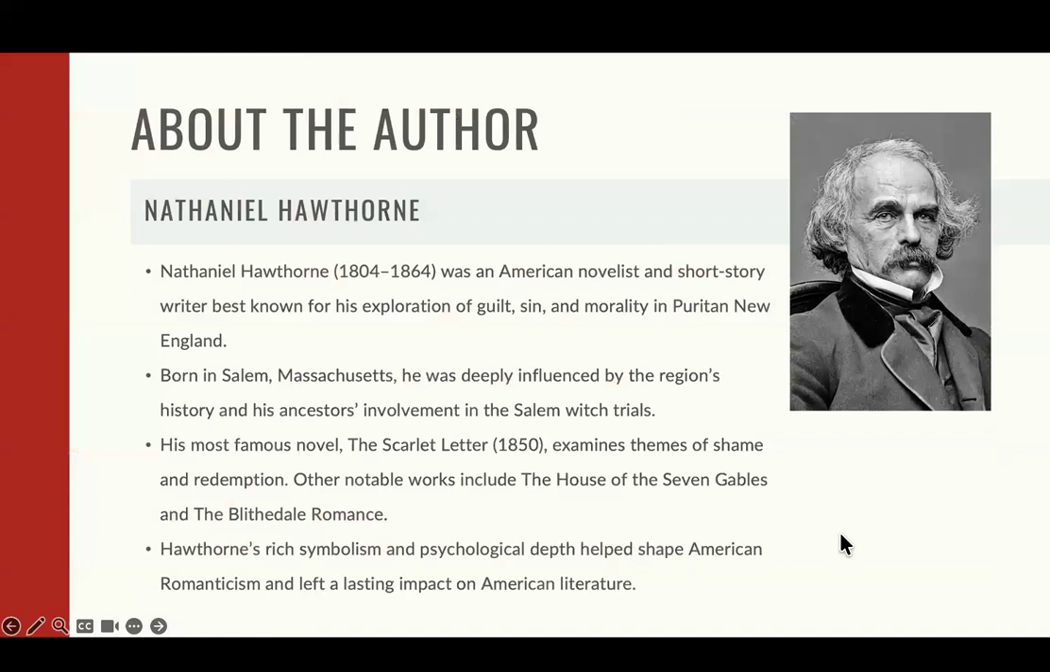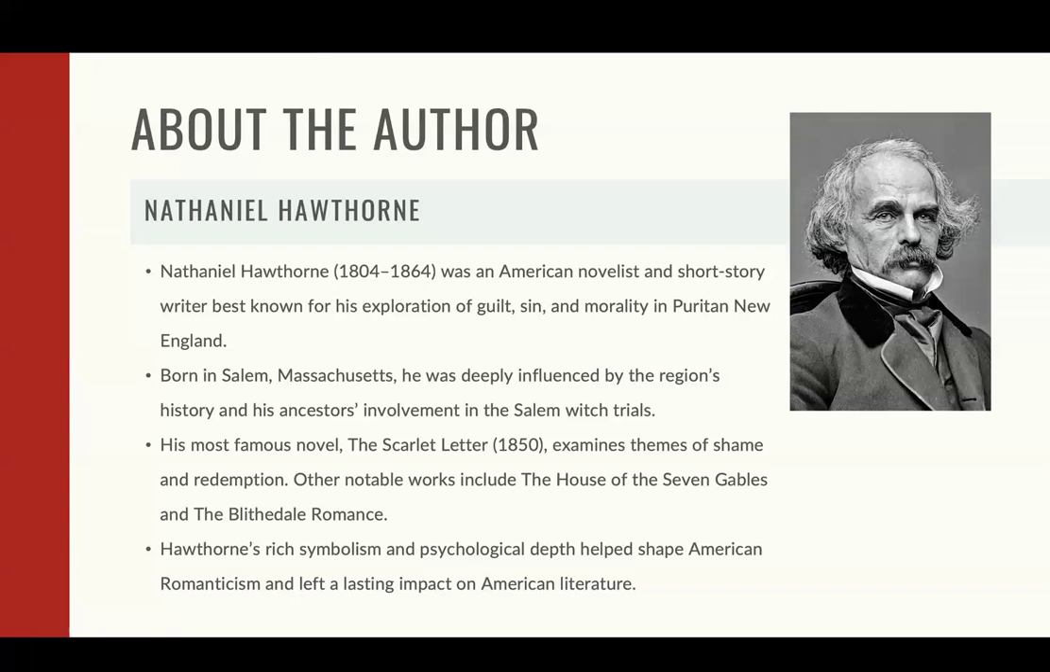So Nathaniel Hawthorne was an American novelist and short story writer who is best known for his exploration of guilt, sin, and morality in Puritan New England. He was born in Salem and was deeply influenced by the region's history and his ancestors' involvement in the Salem witch trials. Another tidbit I heard was that his name initially was Hawthorne, without the W in his surname. However, one of his ancestors was involved in the Salem witch trials, and he felt so ashamed that he added the W so that it's not clearly evident that he is a descendant of that person.